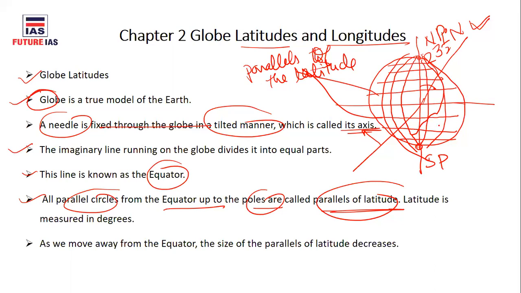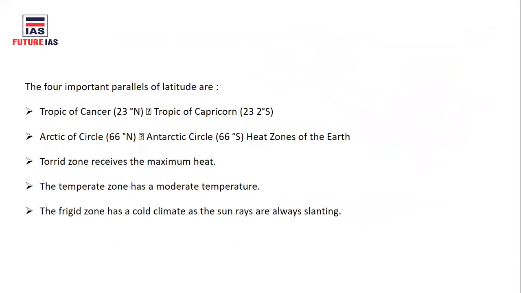These longitudinal lines, you must understand, are not parallel to each other, because as you move from the equator towards the poles, they become very close to each other, and they merge at the north pole, and they merge at the south pole, right? So they are called longitudes.